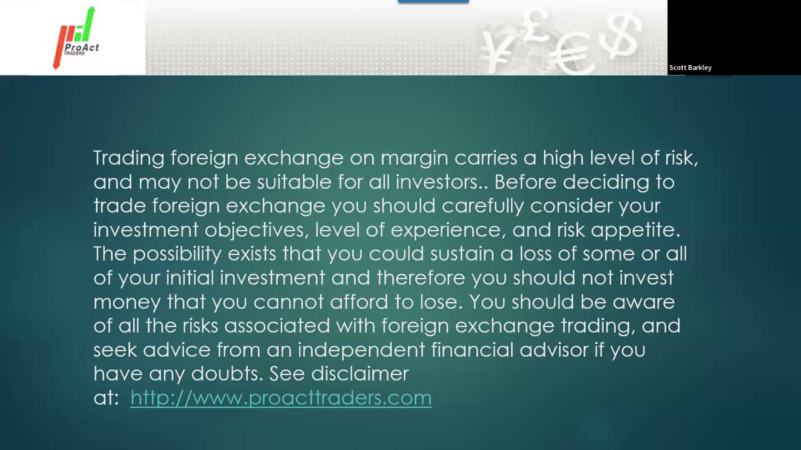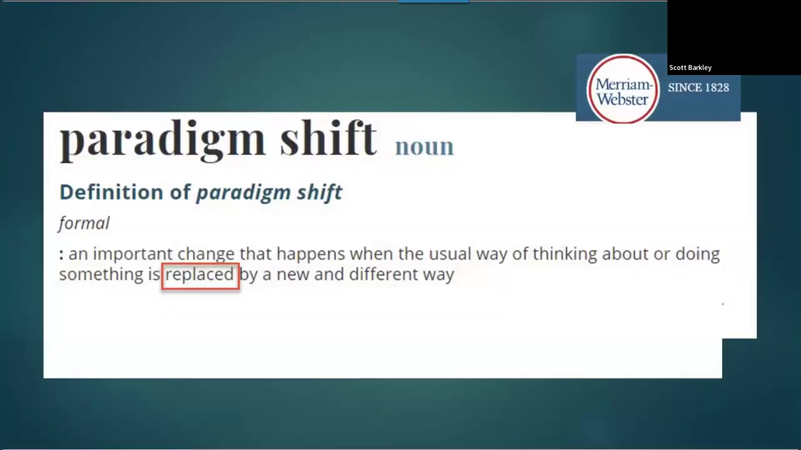So it's time for a new strategy. We need a paradigm shift. It's an important change that happens when the usual way of thinking or doing something is, keyword here, replaced by a new and different way. Not just add a little of this, sprinkle some ProAct dust on this. That doesn't work. You have a bad methodology if you're not doing price action. Not ProAct. If you're not doing price action, it's a bad methodology. And if you try to tweak a bad methodology, all you do is complicate it.